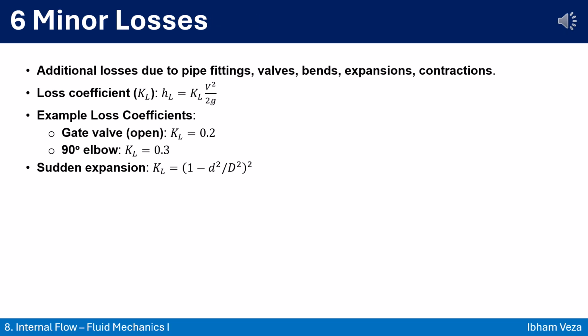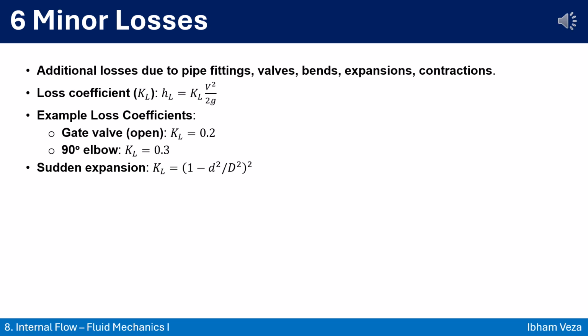6. Minor losses. When analyzing fluid flow through pipes, it's not enough to consider friction losses along the length of a straight pipe. Real systems have bends, valves, fittings, expansions, and contractions, and each of these introduces what we call minor losses. But don't let the name fool you. These losses can be significant, especially in short piping systems with many components.